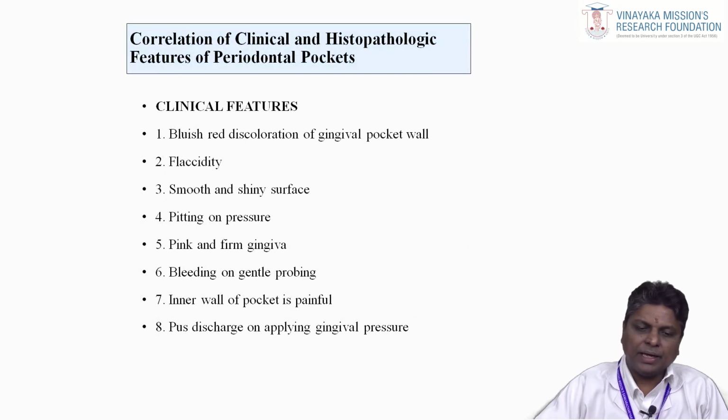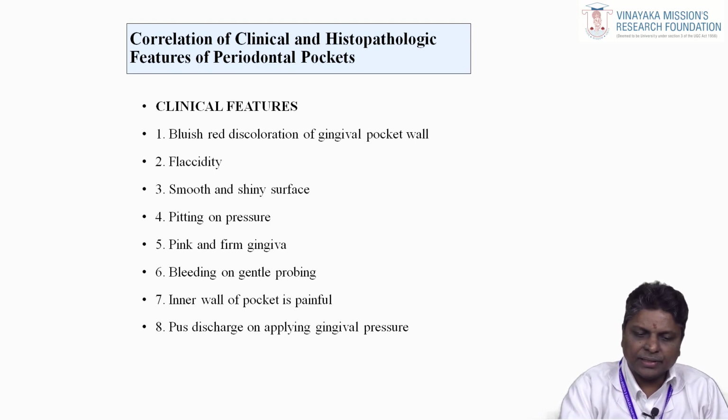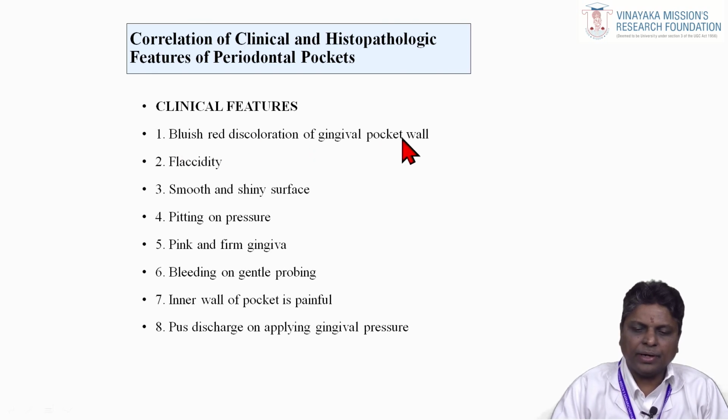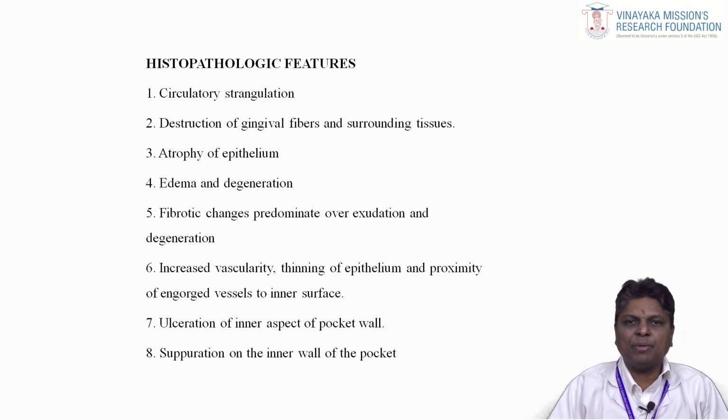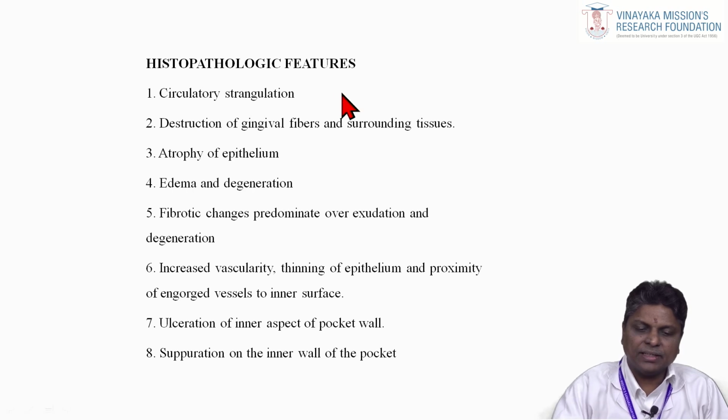Now we can see I am talking about the clinical features in this slide, and in the next slide I am talking about the histological correlation. How does it look? For example, the first one is a bluish red discoloration in the gingival pocket wall. What is the correlation for this? I mentioned that the inflammation starts as acute inflammation, and there will be venous stagnation. So the color changes from red in acute inflammation to bluish. The reason is circulatory stagnation.